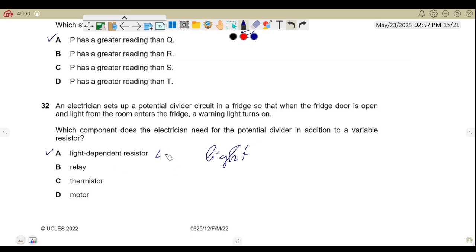LDR. This is the LDR. It's a light dependent resistor. It's a component that changes its resistance depending on the intensity of light incident on it. The relay, the thermistor, and the motors are other components for other cases for sure. So the light dependent resistor is what this electrician needs for his work here.